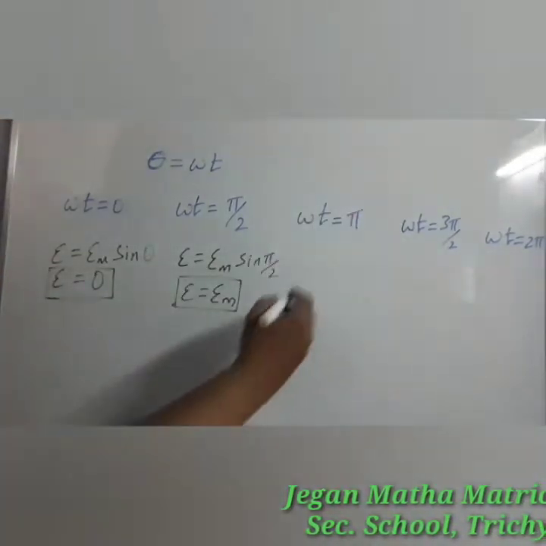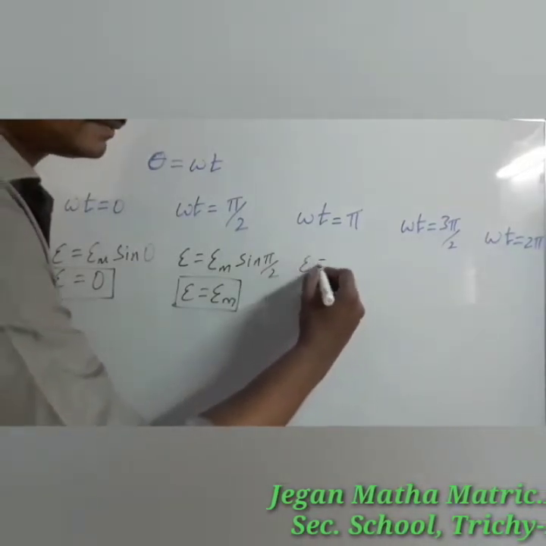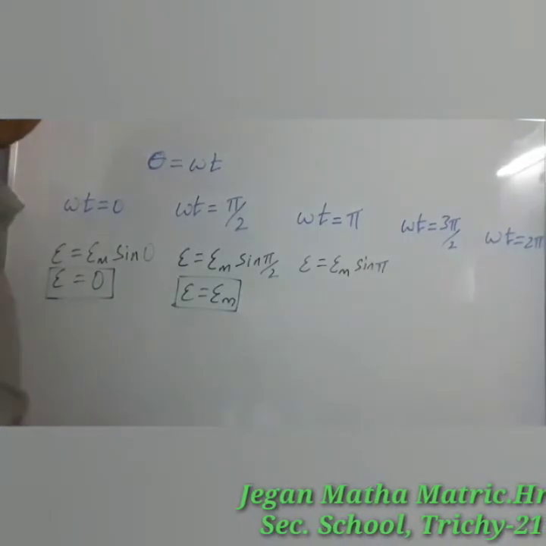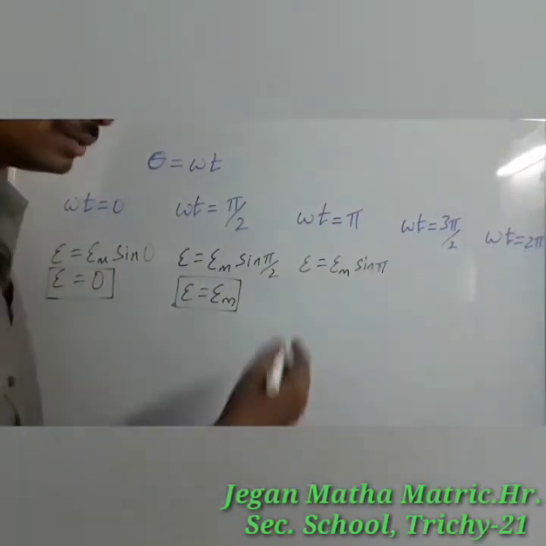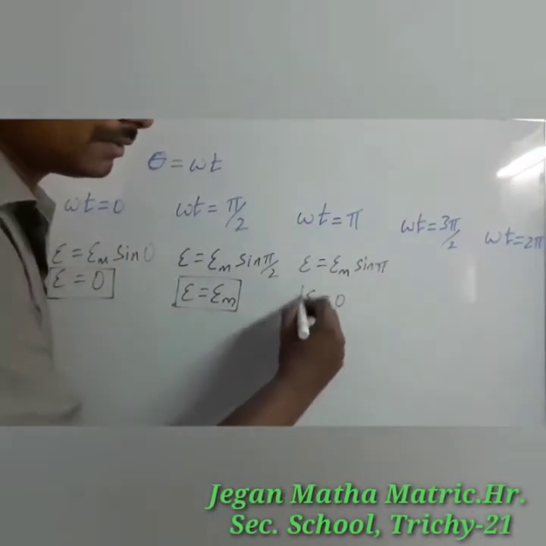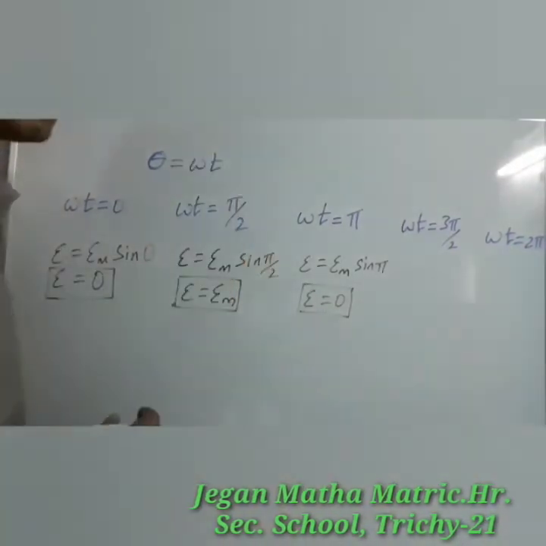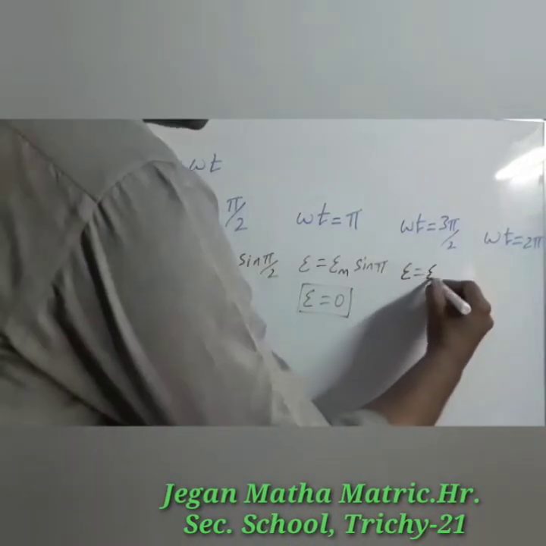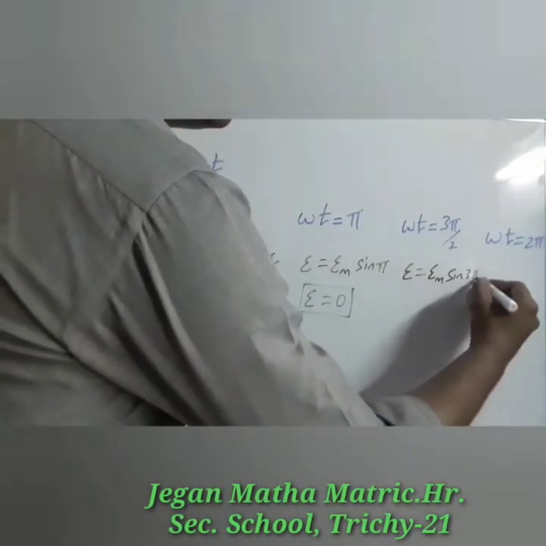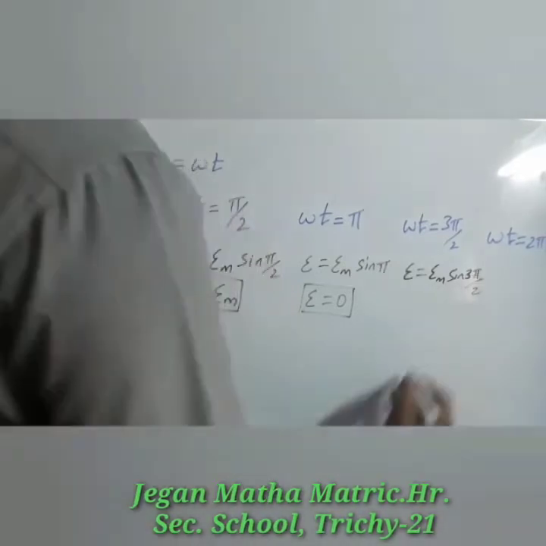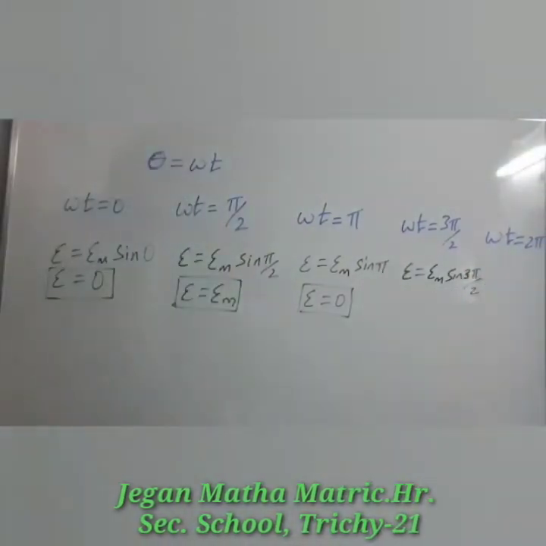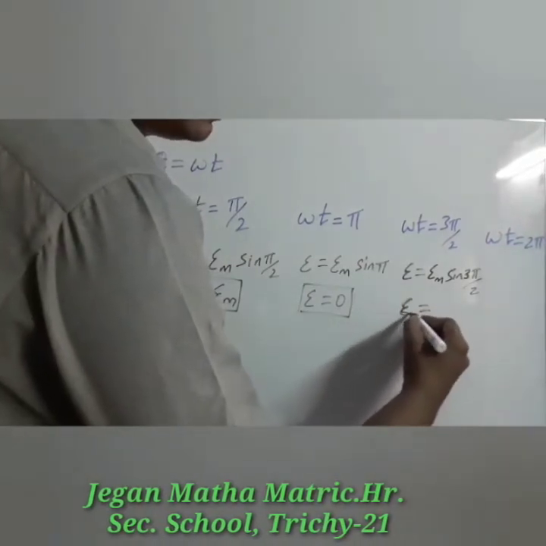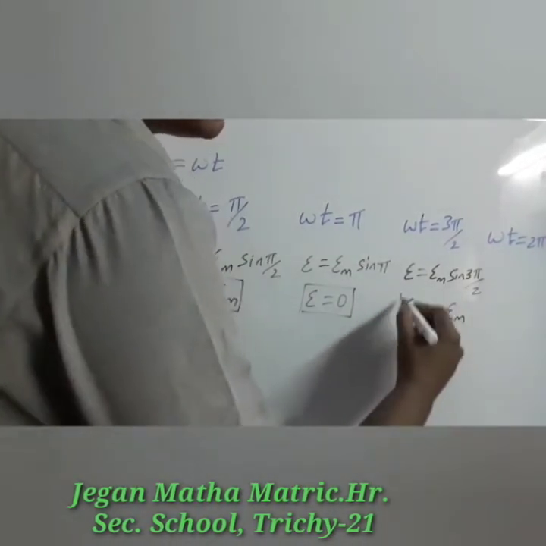So here, the third case, epsilon m sin pi. What is the sin 180 value? That is nothing but 0. So once again, EMF will be equal to 0 at the third position. Fourth case, epsilon is equal to epsilon m sin 3 pi by 2. What is sin 270 value? Minus 1. So epsilon is equal to minus epsilon m.